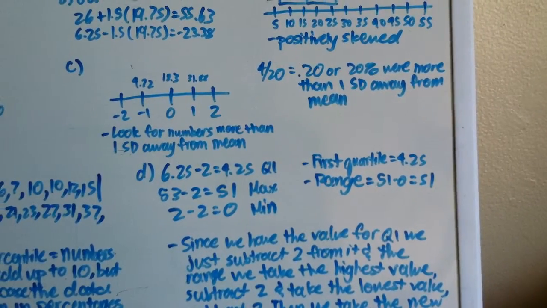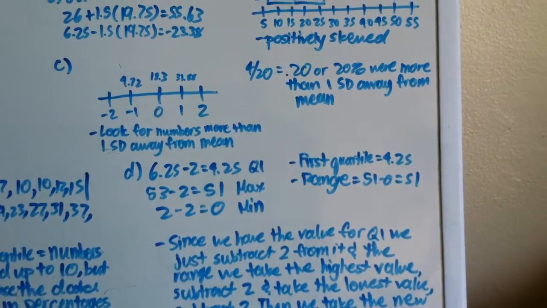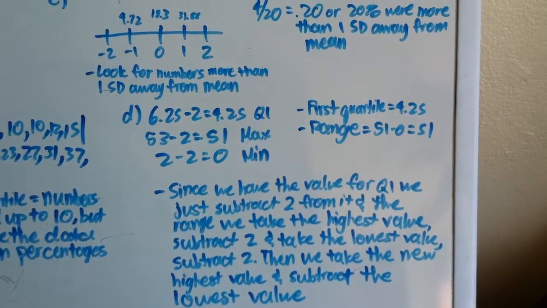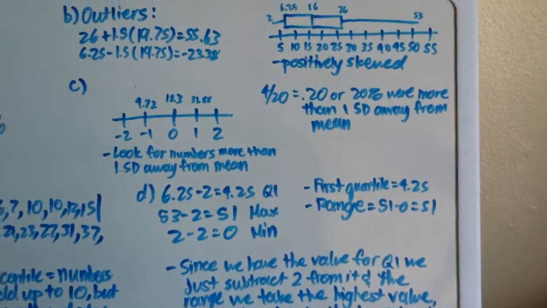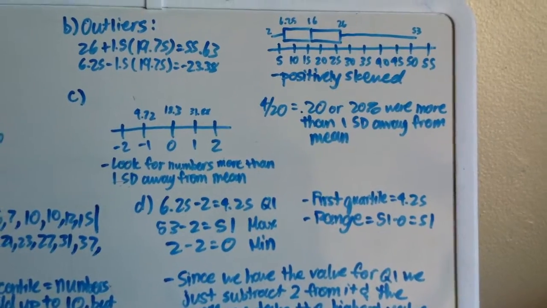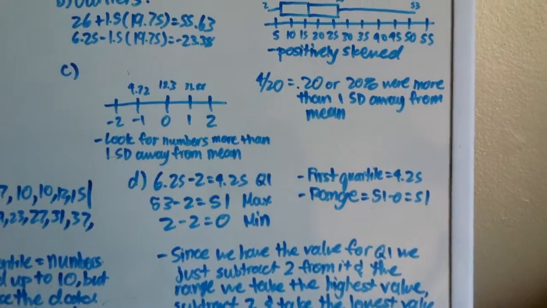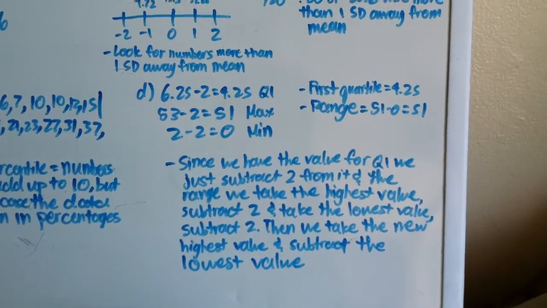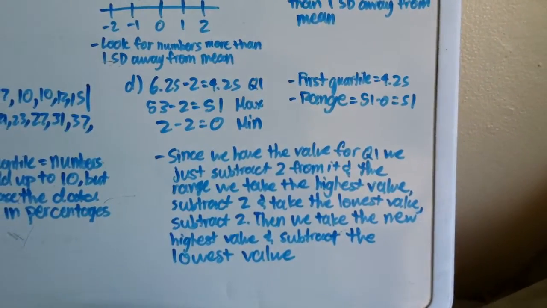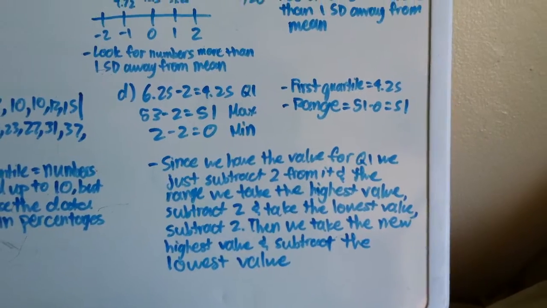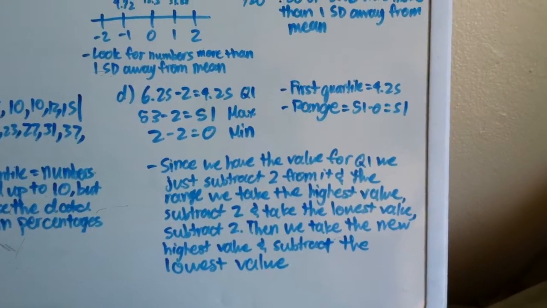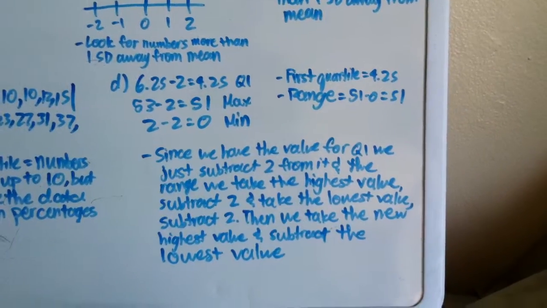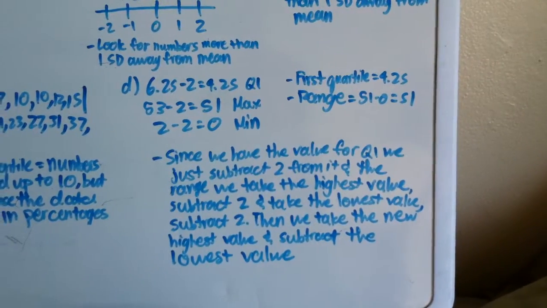So in order to find the range, I just took the new max and the new minimum, and I subtracted, and 51 minus 0 is 51. So I have to justify my answer, and since we have the value for Q1, we just subtract 2 from it, and for the range, we take the highest value, subtract 2, and take the lowest value, subtract 2. Then we take the new highest value and subtract the lowest value.